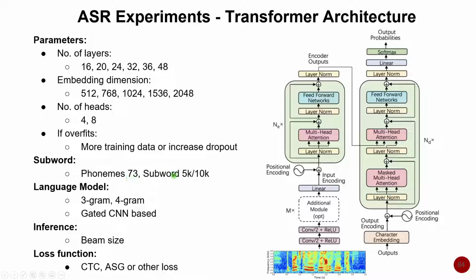In case of subword units, which we discussed earlier, you could go for 4K or 10K, or you can go with the number of whole-word vocabulary, which is at 73, 300,000. You could choose various values. In case of the language model, you can go for a 3-gram or 4-gram model, and then the gated CNN based language models, which I mentioned earlier. In case of inference, you have to decide the beam size, and from a loss function point of view, it could be CTC or ASG or anything else. You see the combinations are huge, and how do you identify which ones you want to go further with?